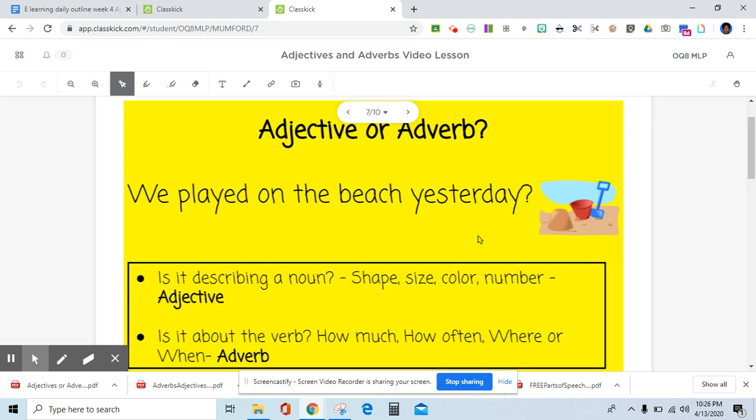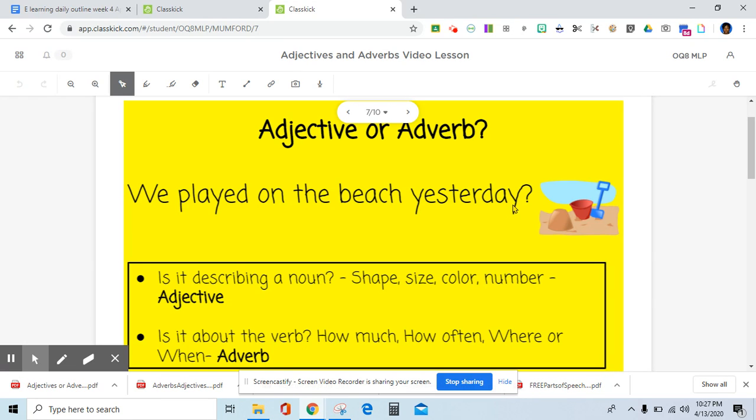Adjective or adverb in this one. We played on the beach yesterday. Yesterday is the word I wanted to underline, and I forgot. But yesterday needed to be underlined. So let's think about yesterday.